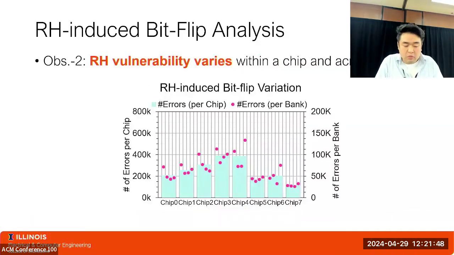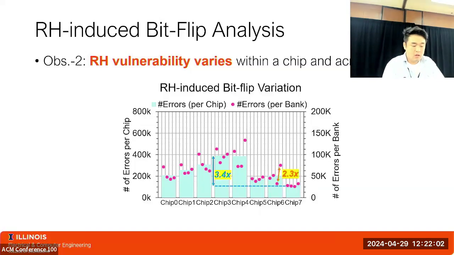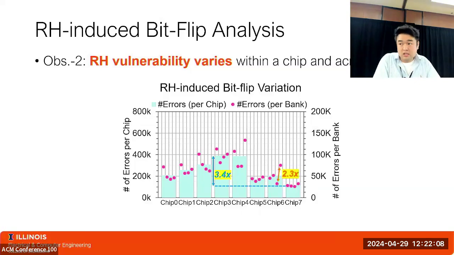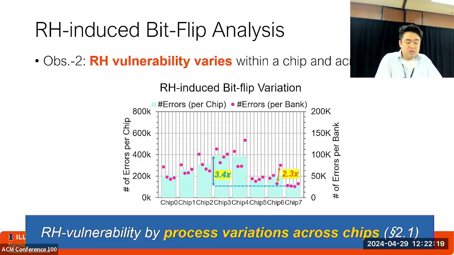The following figure demonstrates that the number of Rowhammer-induced bit flips significantly varies across different banks within a chip, as well as across different chips within a module. For example, chip 3 gives 3.4 times more Rowhammer-induced bit flips than chip 7. Also, within chip 6, Bank 3 gives 2.3 times more Rowhammer-induced bit flips than Bank 2. We see that such Rowhammer vulnerability comes from manufacturing process variation not only across banks within a chip, but also across chips within a module.